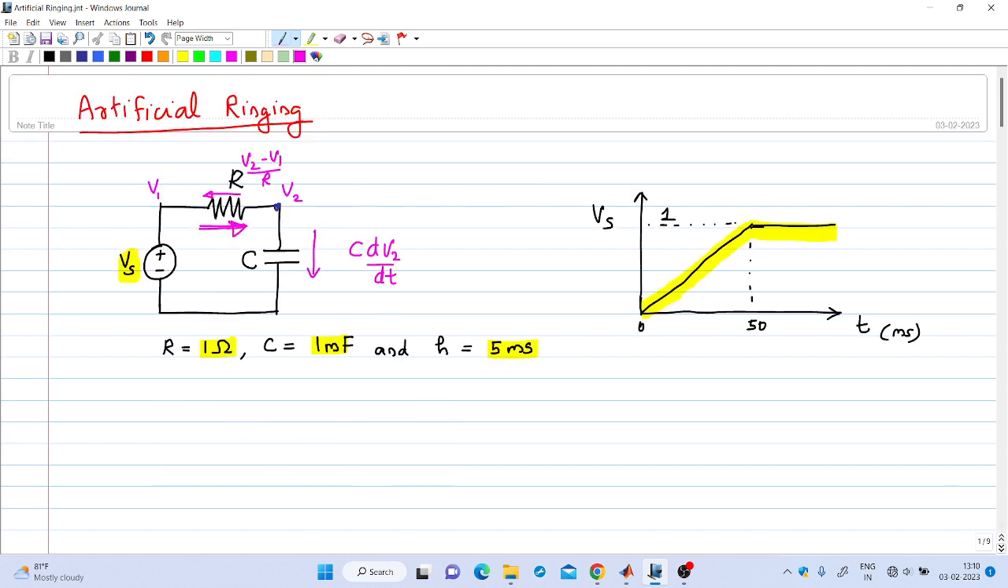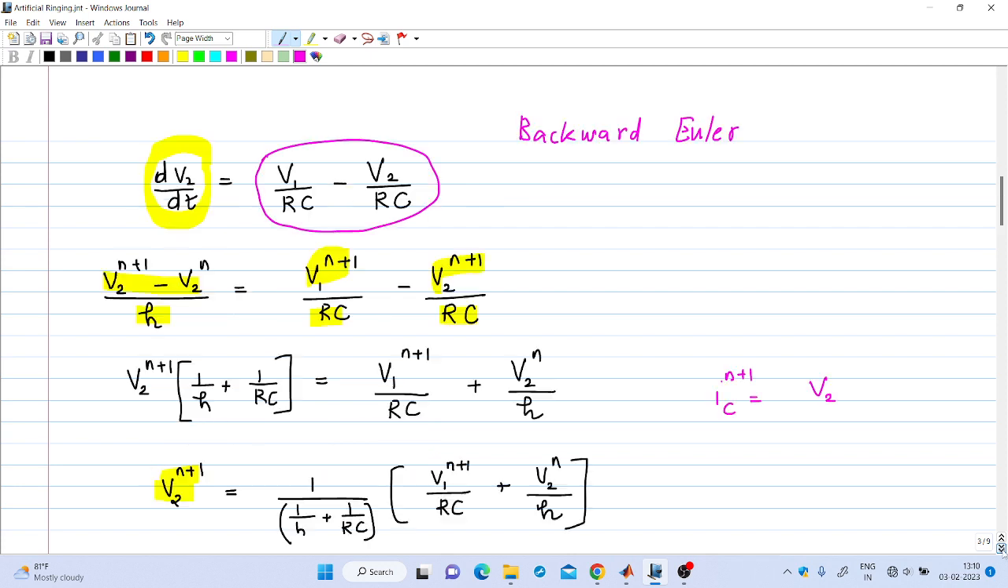So the current through this resistance in this direction is (V1 minus V2) by R. So ICn plus 1 is nothing but (V1n plus 1 minus V2n plus 1) by R. Once you get the value of V2n plus 1 from here, substitute it in this equation. V1n plus 1 is already available, since it is a source voltage and we already know the value. You can then calculate the capacitor current at the n plus 1 instant. So this is for the backward Euler technique.